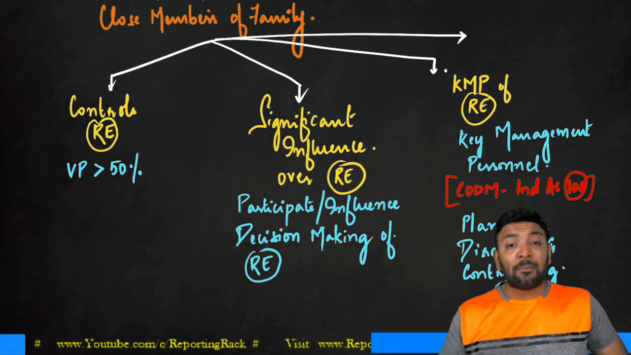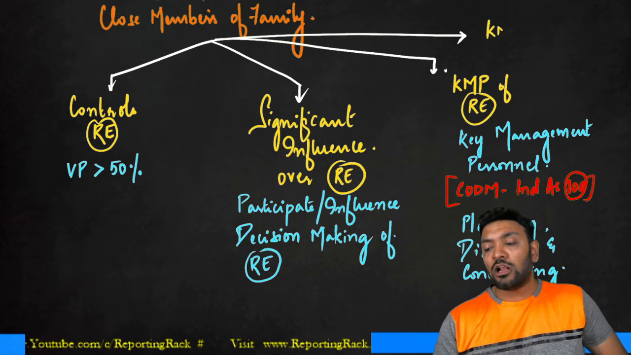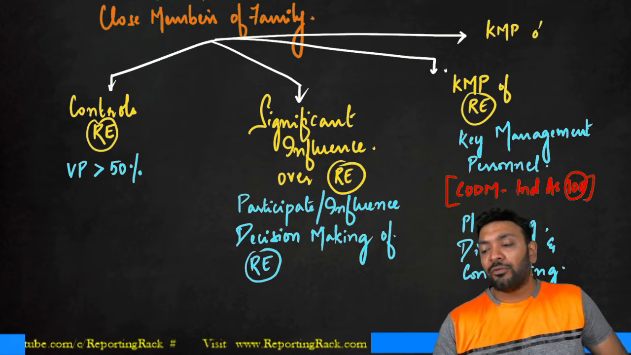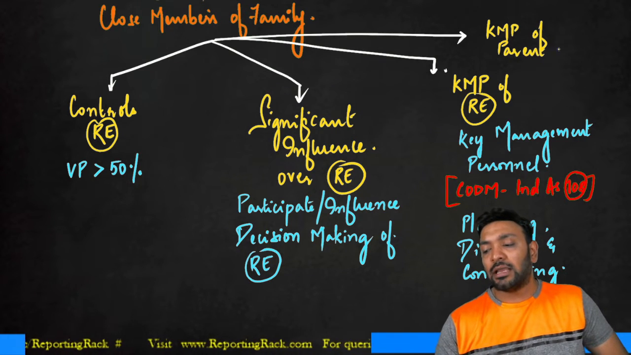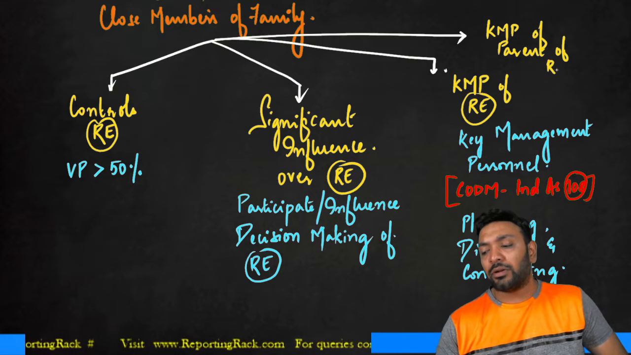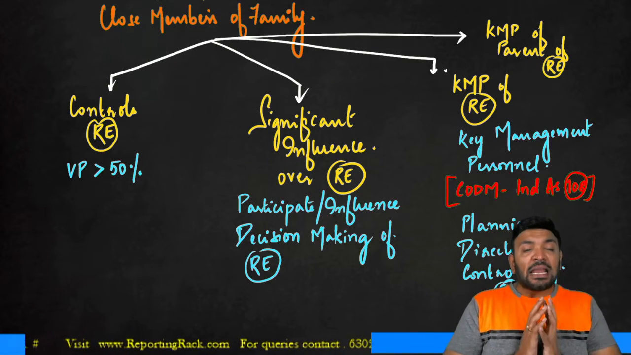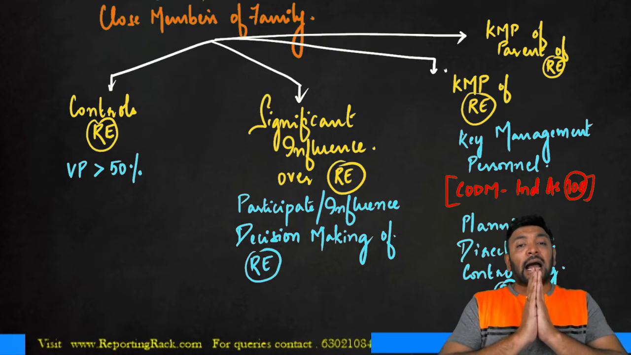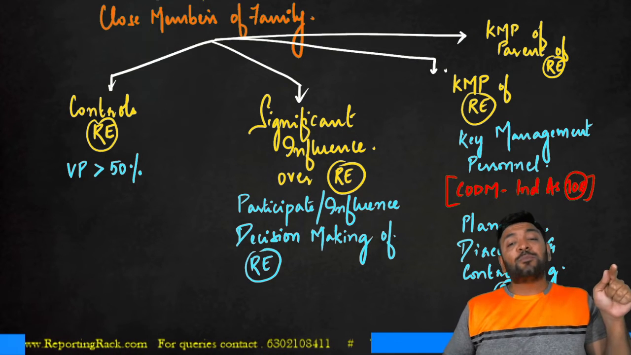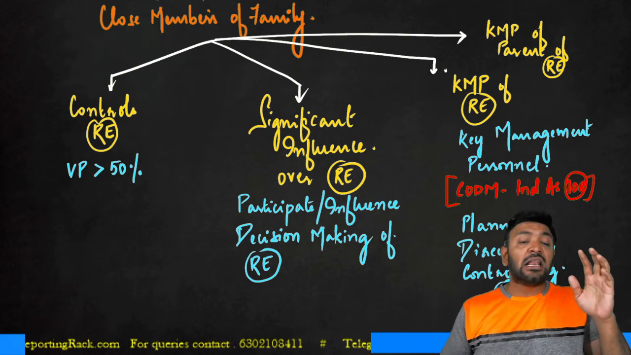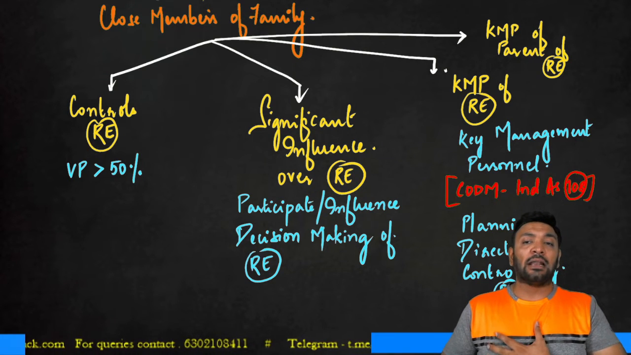Now, remember, towards the end, I'll also add one more relationship. I'll say a KMP of the reporting enterprise is a related party, and also a KMP of the parent of the reporting enterprise is also the related party. If my reporting enterprise has a holding company or a parent enterprise, then the parent enterprise's key management personnel shall also be considered as key management personnel of my reporting enterprise.